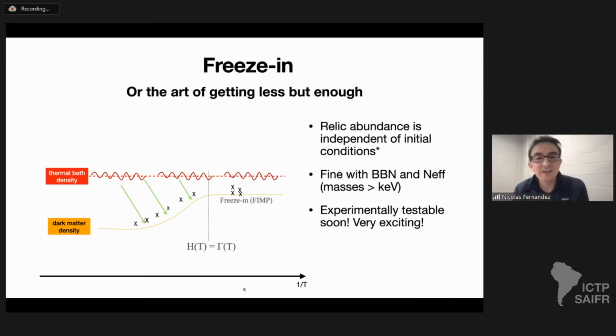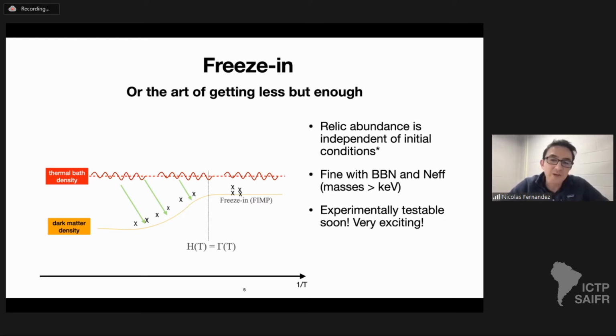The other idea is freeze-in, or the art of getting less but enough. In this case, unlike freeze-out, you don't have dark matter that you need to get rid of, because you have scatterings or decays from the thermal bath that start to give the dark matter little by little, or as Nicolás said, poquito a poquito. And this is also a really interesting mechanism because the relic abundance is independent of initial conditions, with some exceptions.